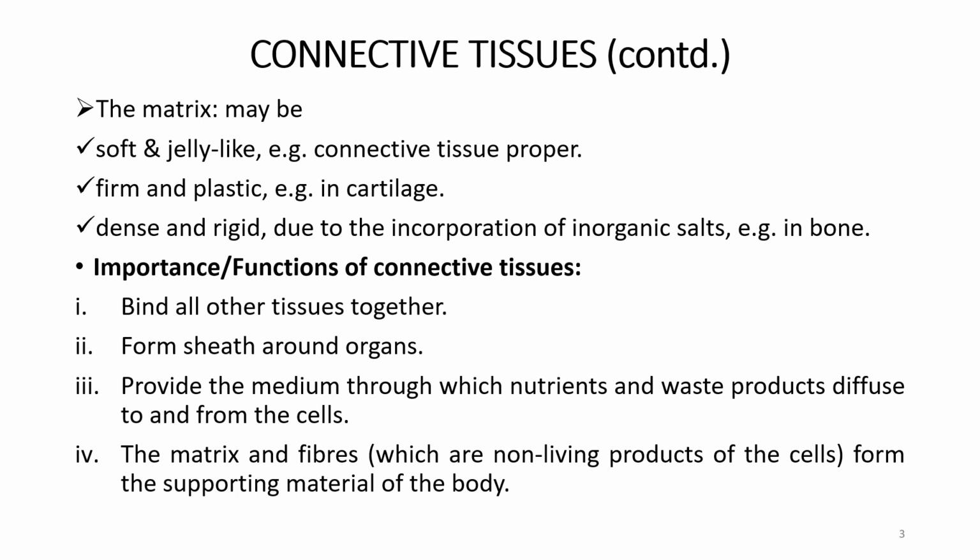The matrix may be soft and jelly-like, as you have in connective tissue proper, firm and plastic, as you have in cartilage, dense and rigid, as you have in the bone, due to incorporation of inorganic salts. Functions of connective tissues: they bind all other tissues together, form sheaths around organs, provide the medium through which nutrients and waste products diffuse to and through the cells. The matrix and fibers form the supporting materials of the body.